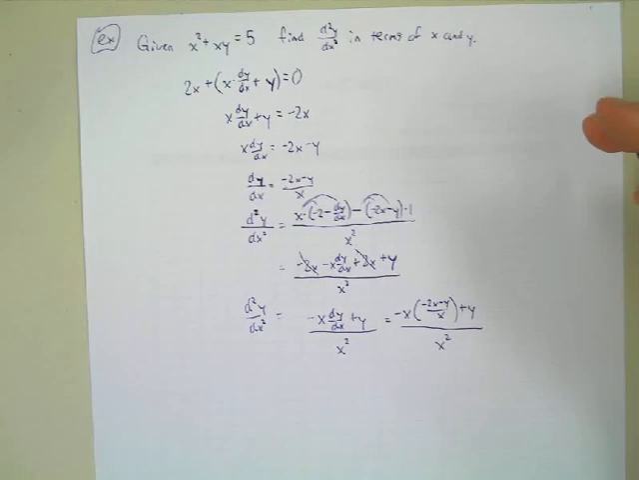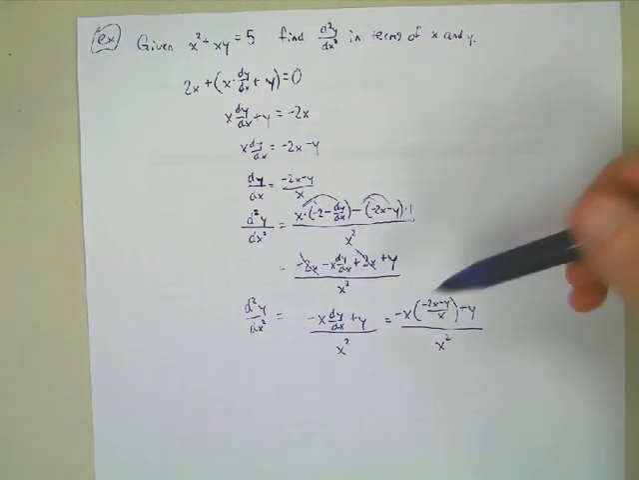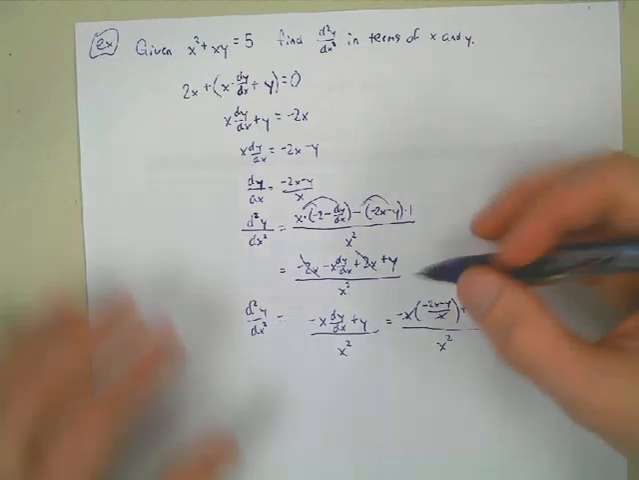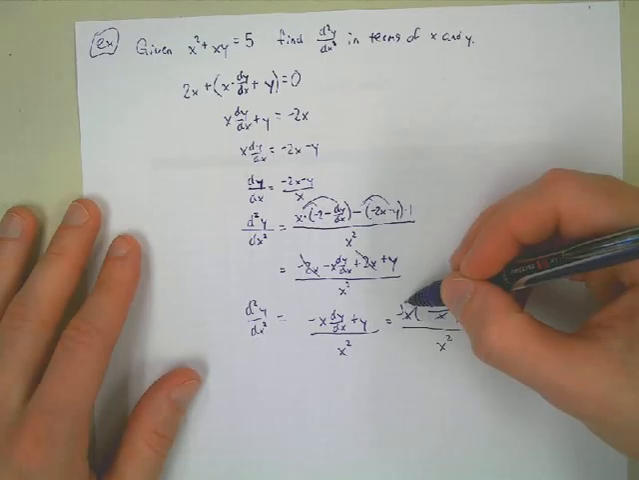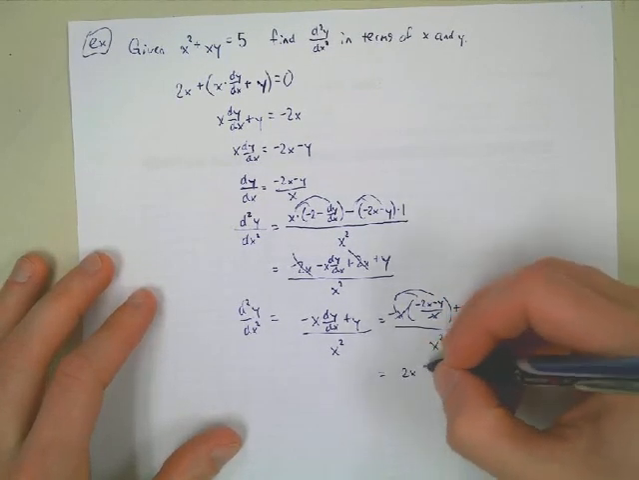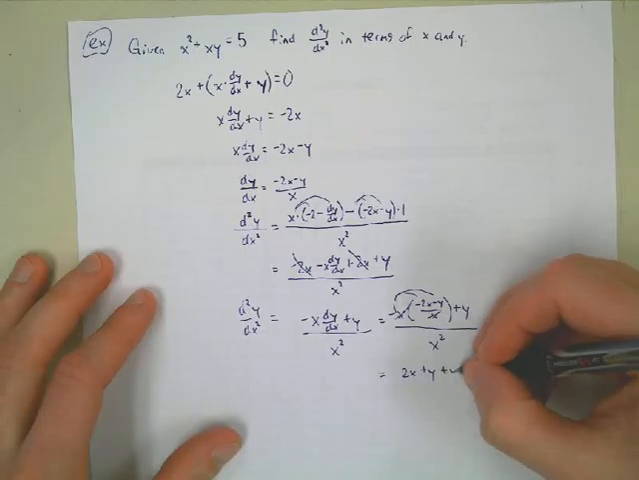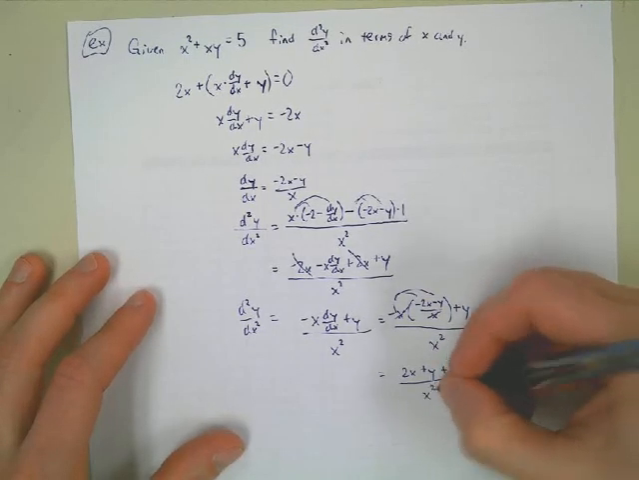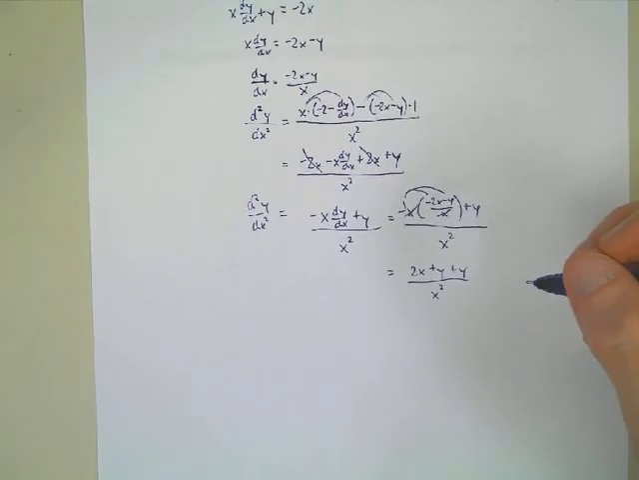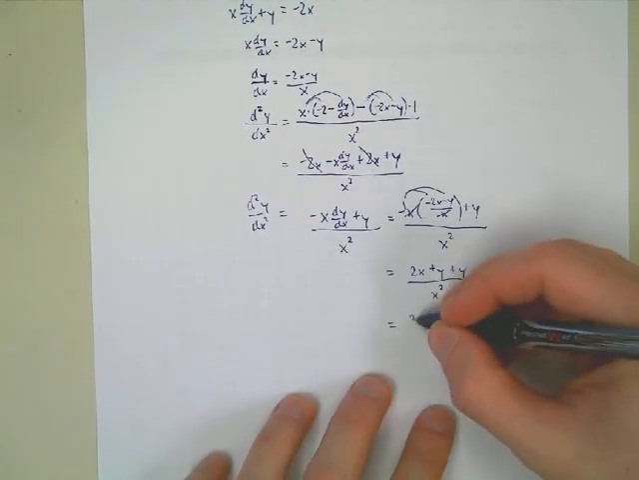For example, the x and the x here are going to cancel. And then that minus 1 now will distribute to the negative 2x and the negative y, and make it positive 2x plus y plus another y all over x squared. And so we get 2x plus 2y all over x squared.